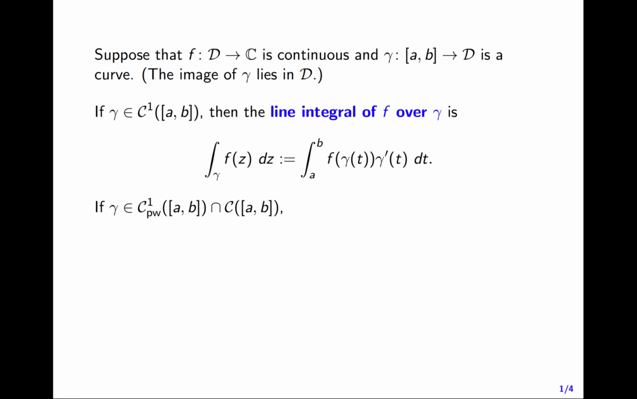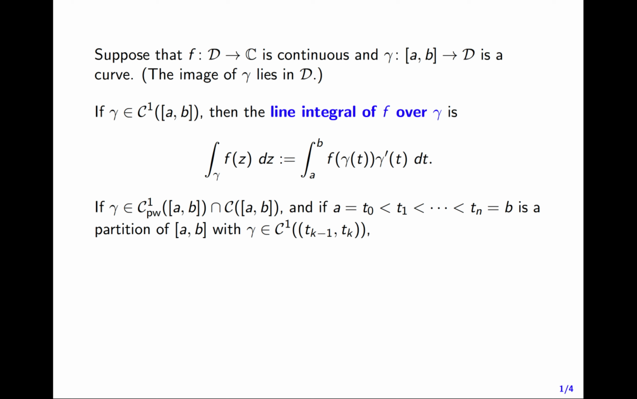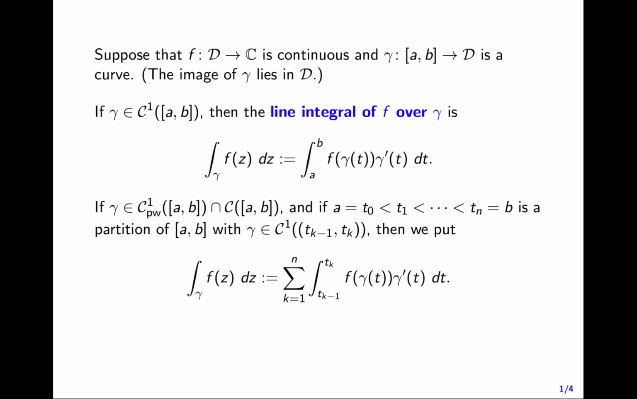Now, if gamma is a curve that is continuous but only piecewise continuously differentiable, we can partition the interval a to b as a equals t0, and then we'll have a point bigger than t0, call that t1, all the way up through a point tn, which is equal to b. And we know that gamma will be continuously differentiable on the open intervals t(k-1) to tk. And so we'll define the integral over gamma of f now to be the sum of these n integrals from t(k-1) to tk of f of gamma of t times gamma prime of t.